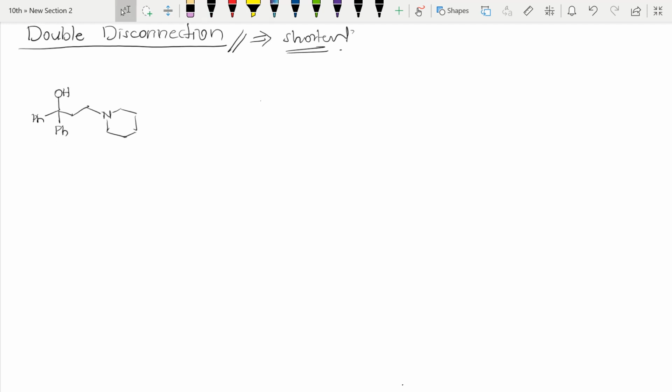Here double disconnection means I will not only disconnect one, but along with that I will disconnect two. This is also a C-C disconnection, but it is a double disconnection. So, C-C disconnection 1,1. If I disconnect like this, I will get these compounds: the COOEt ester, where the other group remains the same, and plus here two phenyl groups were there.